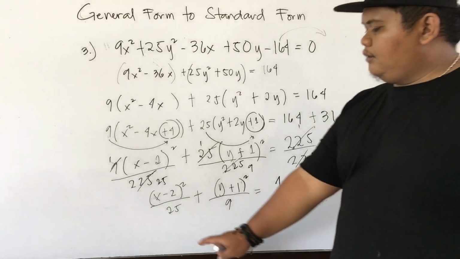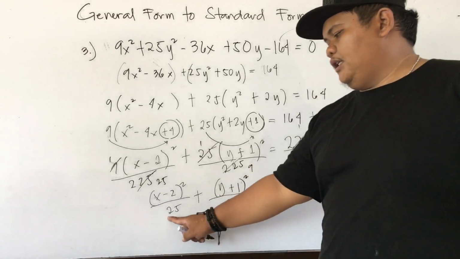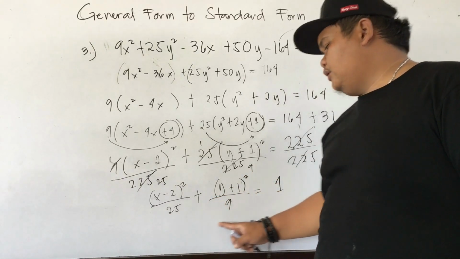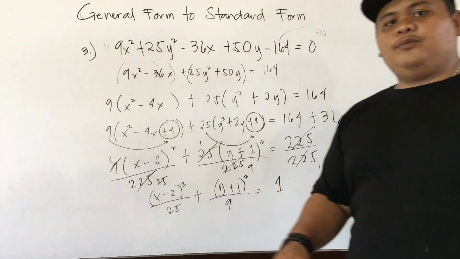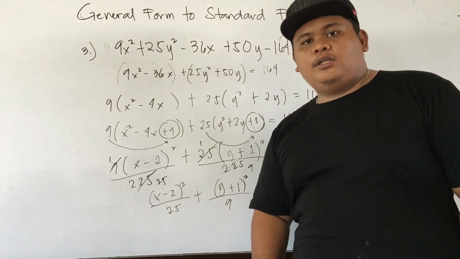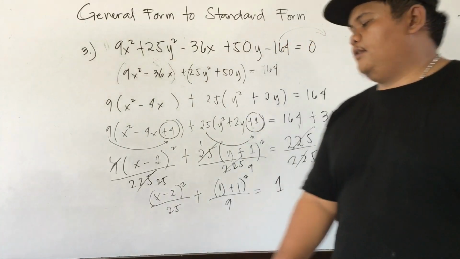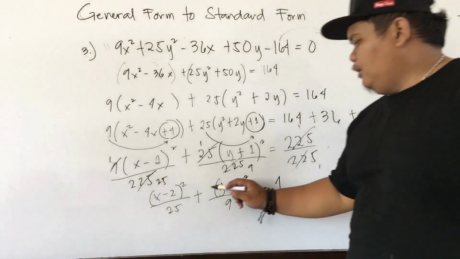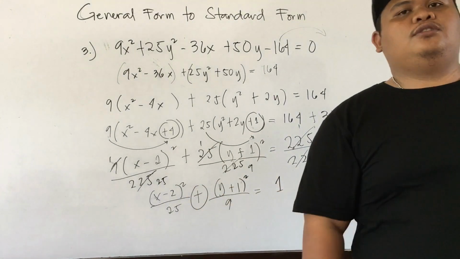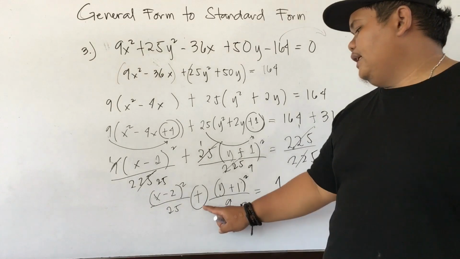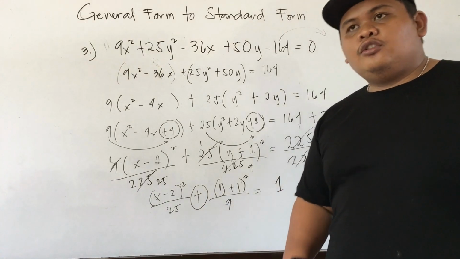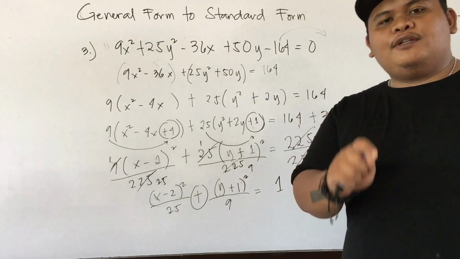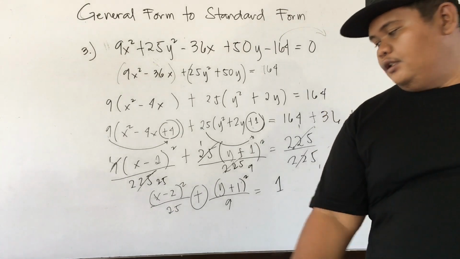Okay, so first, we can see that we have denominators here. Therefore, it can be a hyperbola or an ellipse. Next, the operations. The operation, we have here addition. So, if we have addition, that is our ellipse.